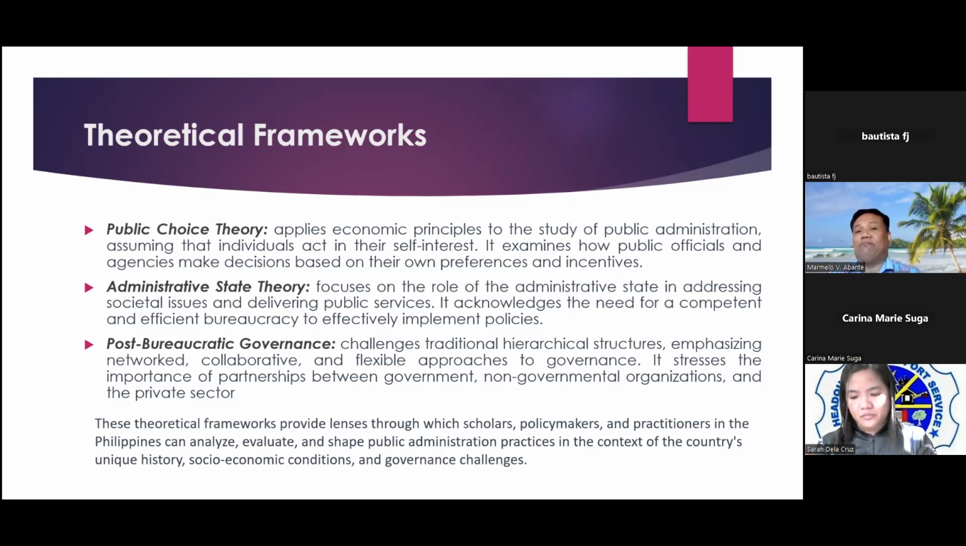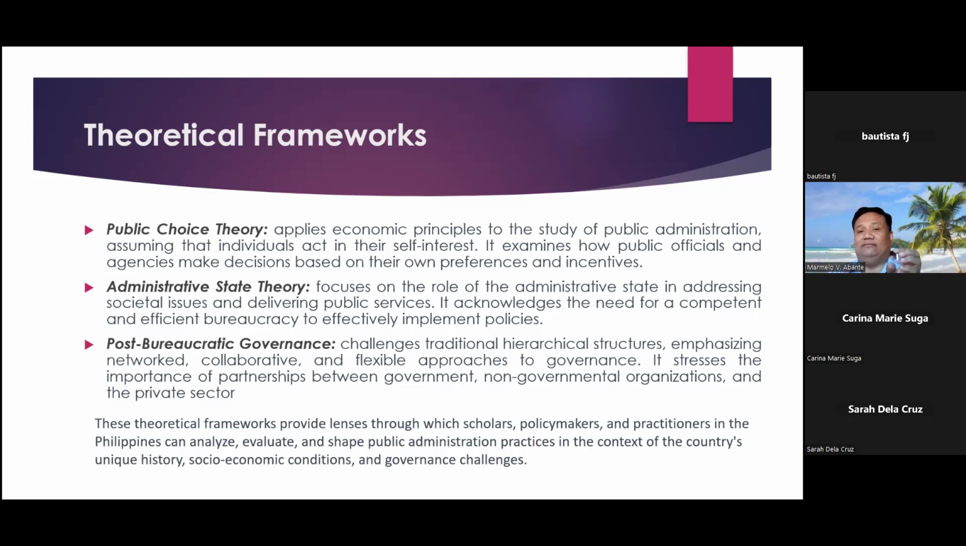Another is ethics and values, which play a significant role in public administration. Administrators are expected, of course, to uphold ethical standards, ensuring transparency, accountability, and fairness in their decision-making processes. So public trust in government institutions relies heavily on the ethical conduct of public administrators.